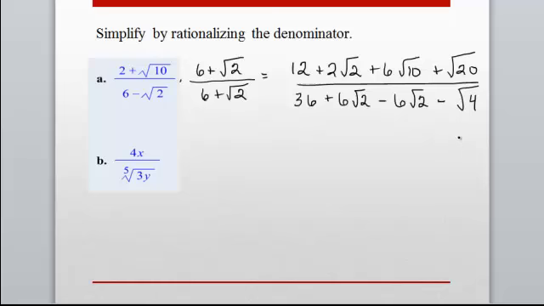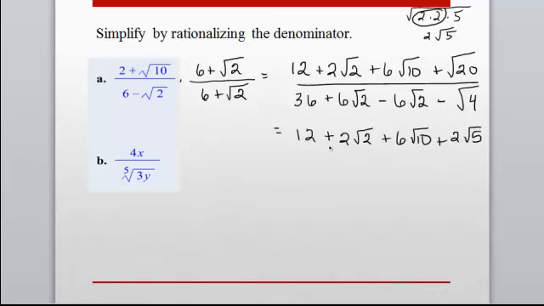Now we simplify as much as we can. In the numerator, we have the square root of 20 here. Square root of 20, well 20 will break down into 2 times 2 times 5. So the 2's can escape, and we'll have 2 square roots of 5. So in the numerator, we will have 12 plus 2 square roots of 2 plus 6 square roots of 10 plus 2 square roots of 5. In the denominator, we have 6 square root of 2 minus 6 square root of 2. Those are alike. Those will go away.